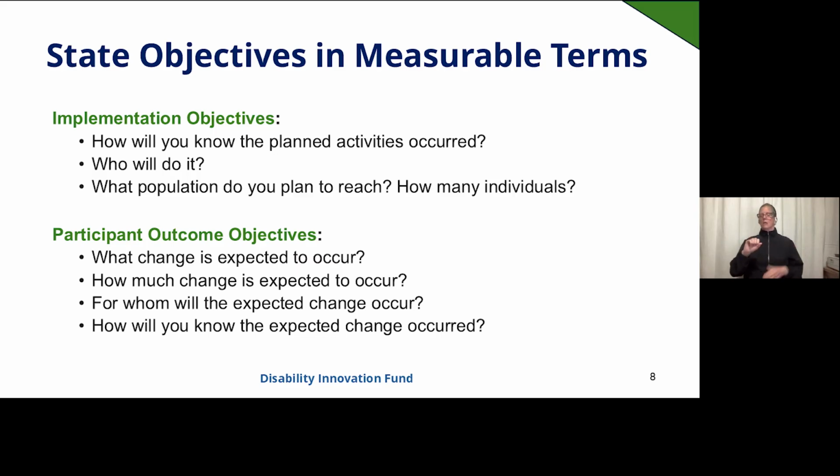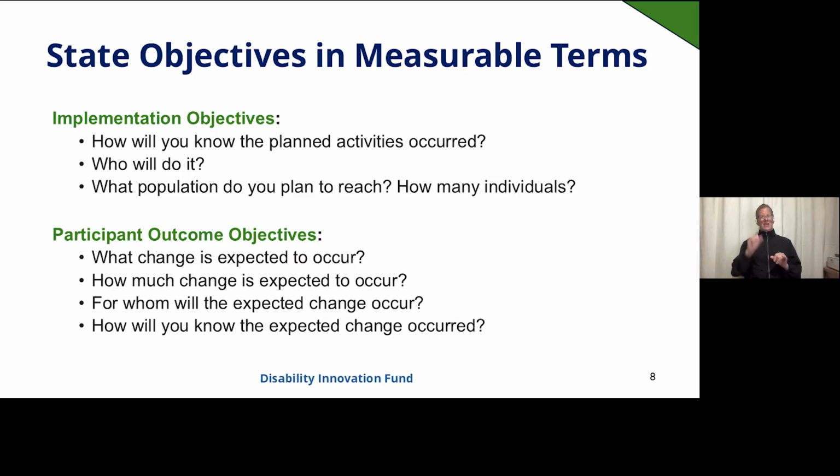Next, let's move to participant outcome objectives. These focus on the results of your program. You'll want to answer, what change is expected to occur? This might be a shift in knowledge, attitudes, skills, or behaviors. Then consider how much change is expected. Setting measurable expectations allows you to gauge progress.